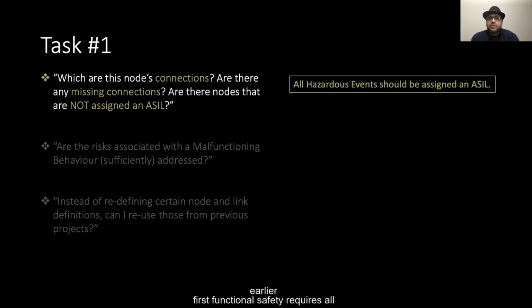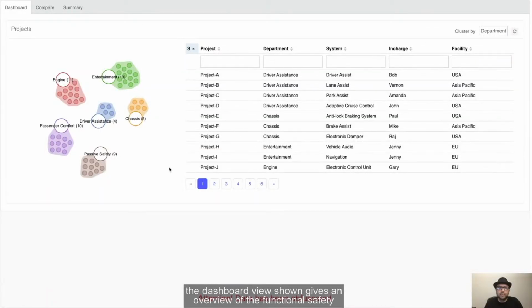First, functional safety requires all hazardous events to be assigned an ASIL. While accomplishing this task, let me also walk you through the safety lens user interface. The dashboard view shown gives an overview of the functional safety projects. It serves as the starting point of functional safety analysis. Let us load Project A and switch to the Compare view.